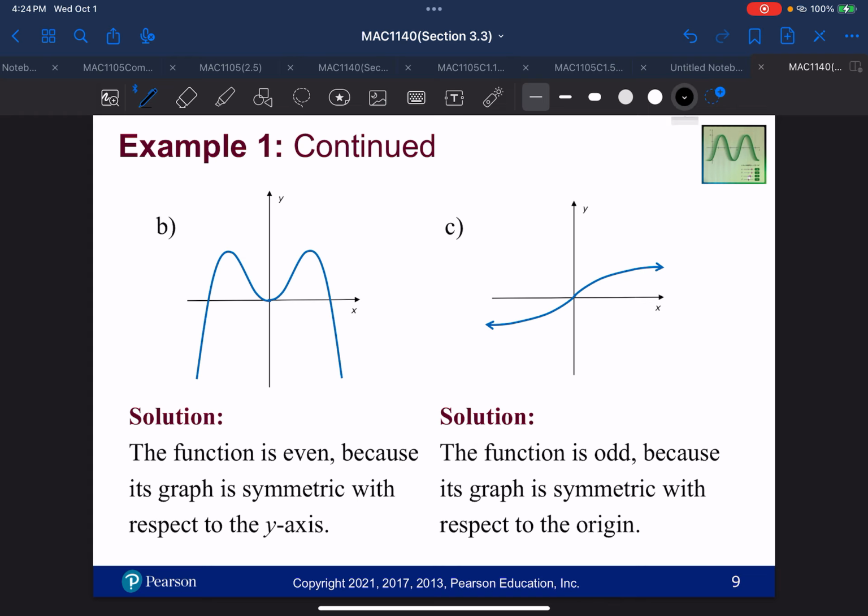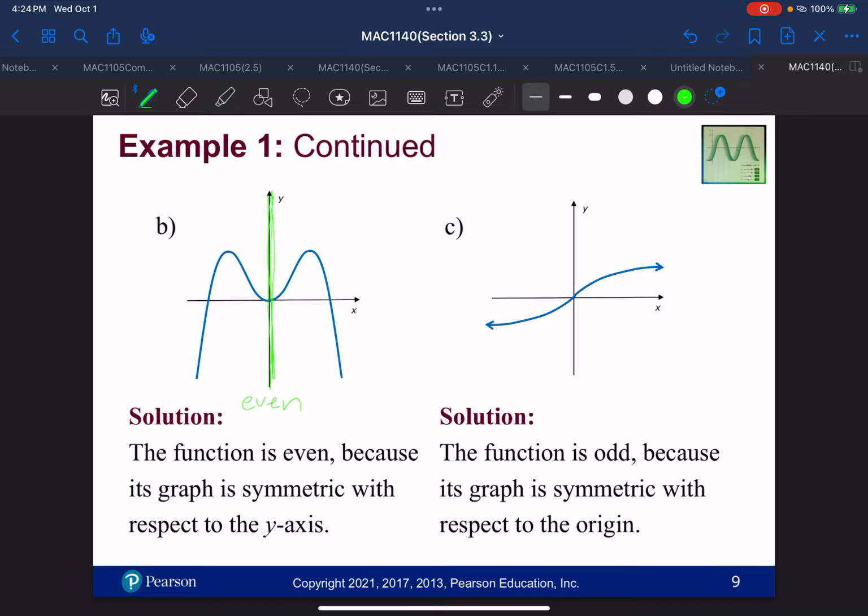Next example, B, we see that this function is symmetric about the y-axis, because if I fold the left piece of that function over the y-axis, it would coincide with the right side. So this function is even because it is symmetric with respect to the y-axis.